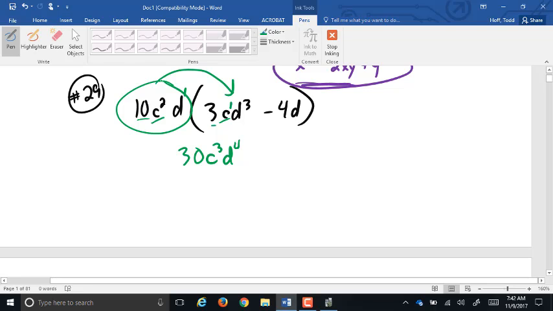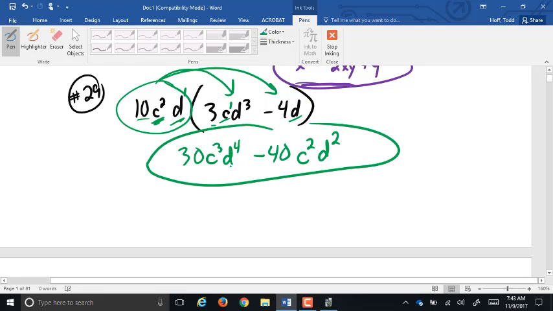Then we take that 10 c squared d times the negative 4d. 10 times negative 4 is negative 40. C squared has nothing to combine with, so it's just c squared. D times d, d squared. Any questions? Any others you want to see done?